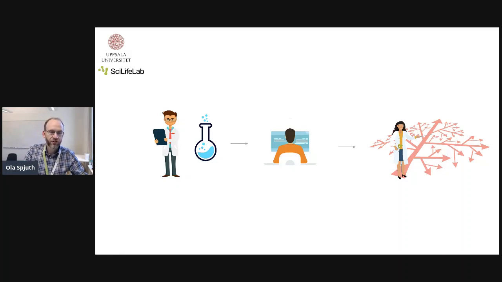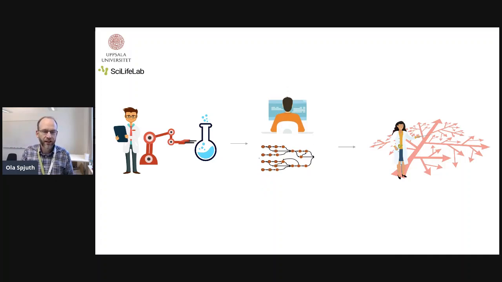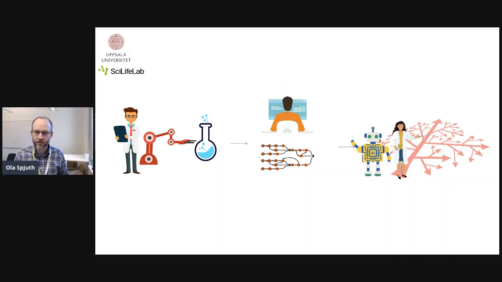So we're trying to advance the use of automation and robotics in the experimental part, automating some parts of the analysis, and also lastly, increasing the use of artificial intelligence in the actual decision-making process. Sort of, where do we go from here?